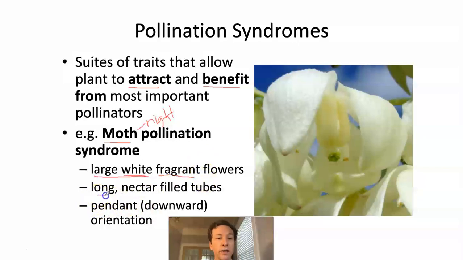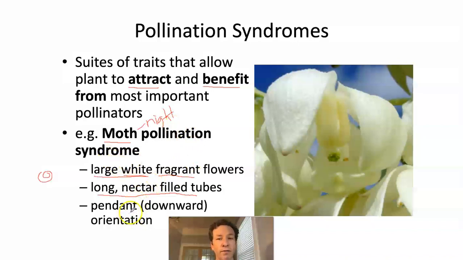Moth-pollinated flowers have long nectar-filled tubes. The reason for this is that moths have long tongues. The tongues roll up. And so it's a way of keeping all of that nectar isolated so other pollinators with short tongues will not be able to access it. And they need a lot of nectar because moths spend a lot of energy pollinating. They pollinate while they're flying. They do not land on flowers, so that takes extra energy. They're pollinating when it's cool outside at night, and so they need to spend extra energy to be able to maintain their flight in the cold conditions.